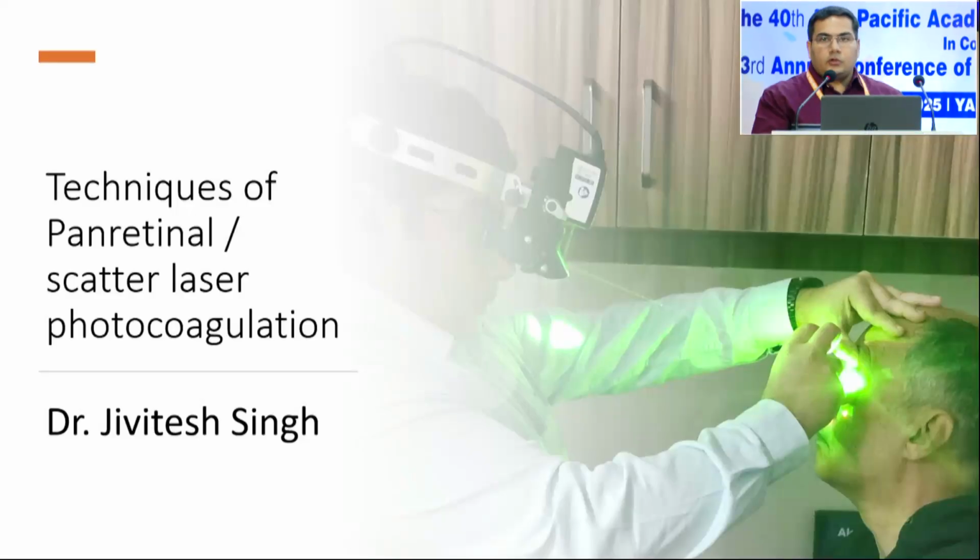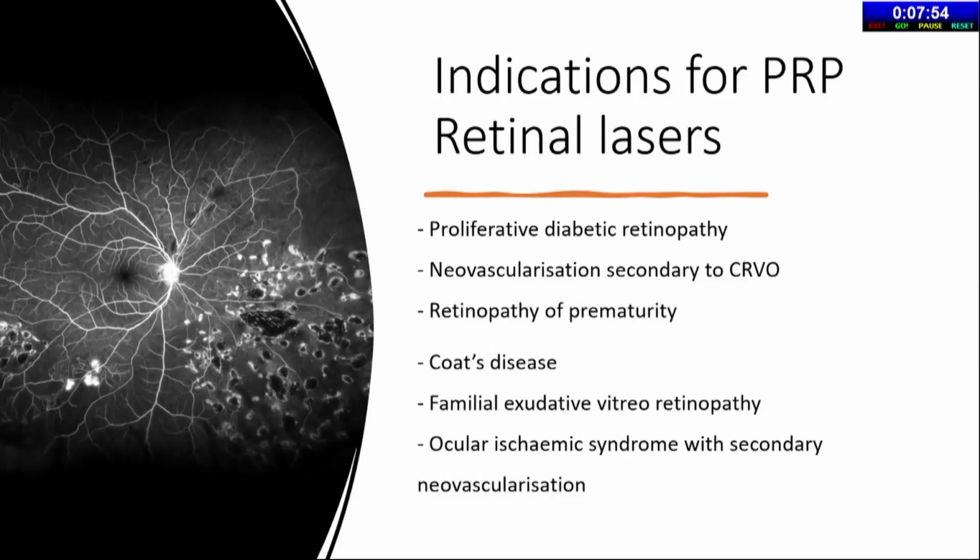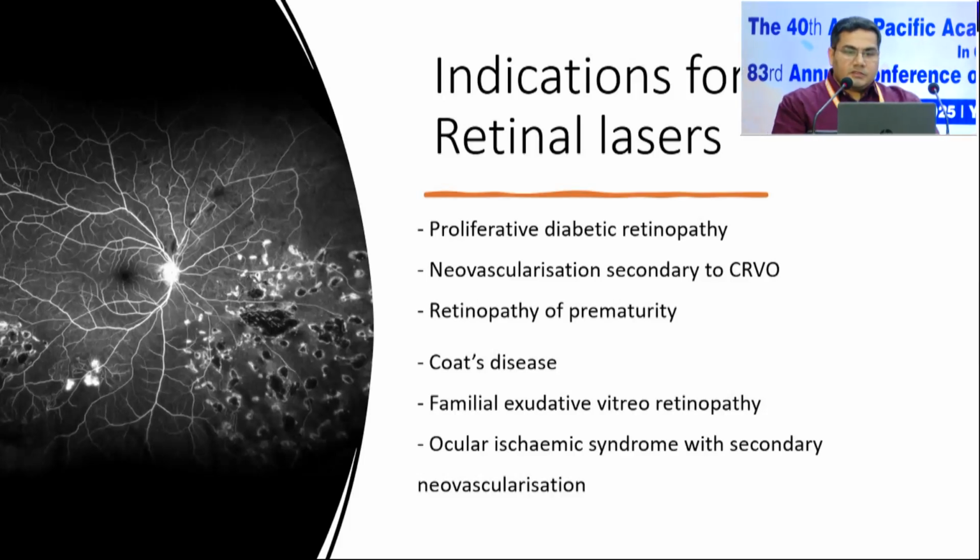My topic is techniques of pan-retinal and scatter photocoagulation. So just brushing up on the indications of pan-retinal laser. First is proliferative diabetic retinopathy, neovascularization secondary to CRVO, retinopathy of prematurity, Coats disease and Eales disease, as sir was talking, the incidence has come down now, familial exudative vitreoretinopathy or ocular ischemic syndrome.